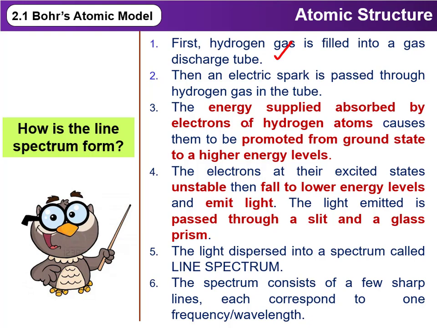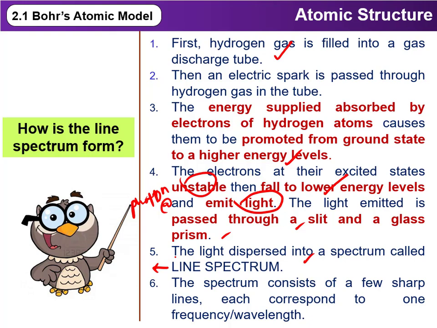Electrons of the hydrogen atom will absorb that energy, then be promoted from the ground state to a higher energy level. Once it reaches the excited state, the higher energy level, it becomes unstable, then it will fall or drop to the lower energy level. Then it will emit or release light energy, or what we call a photon. This photon will pass through the slit and the glass prism. Then the light disperses into the spectrum, which we call the line spectrum.